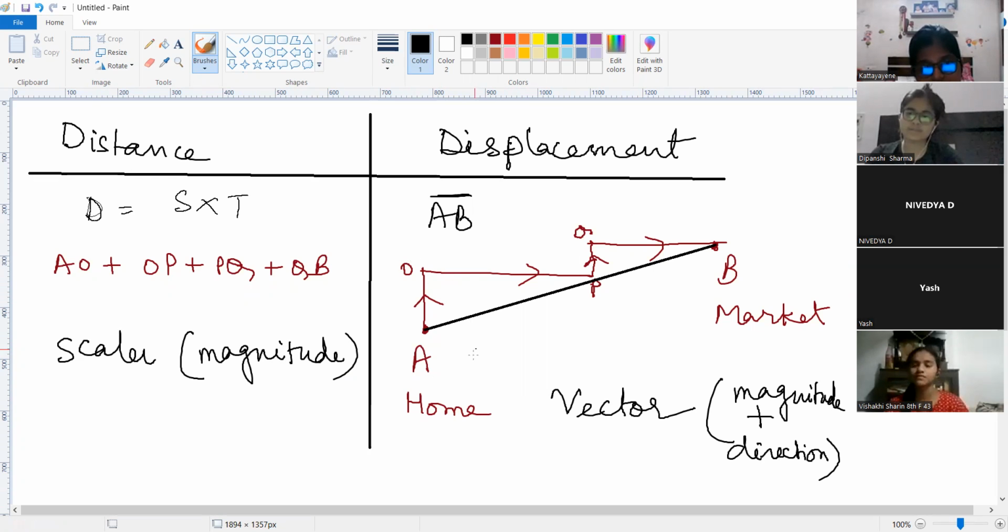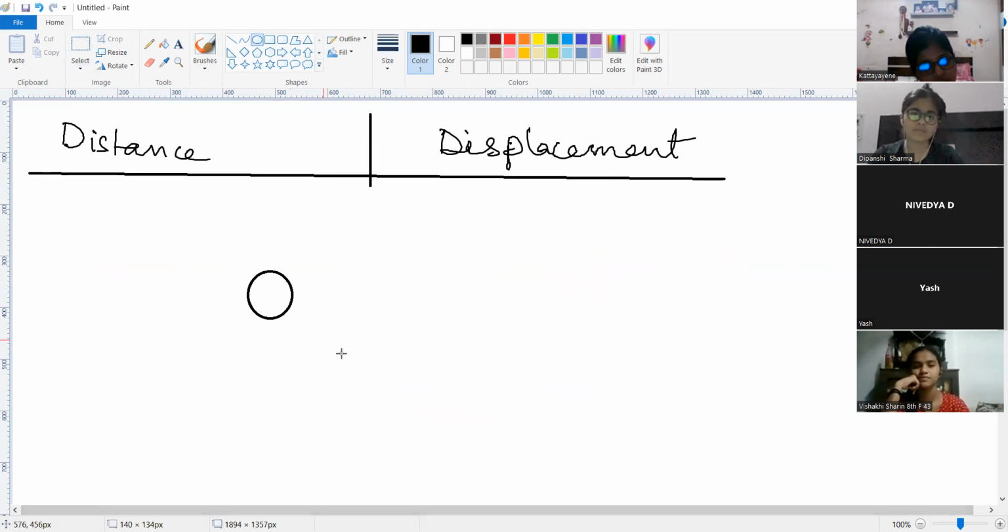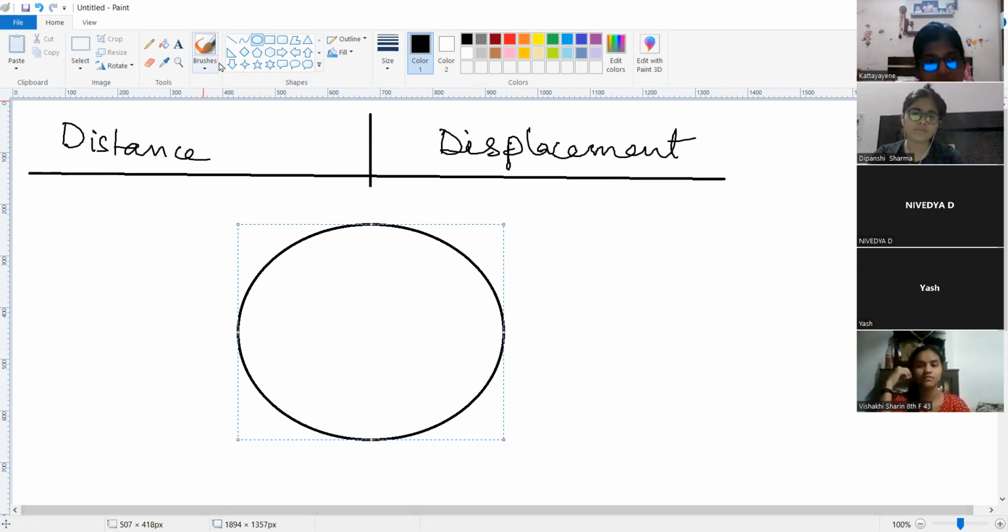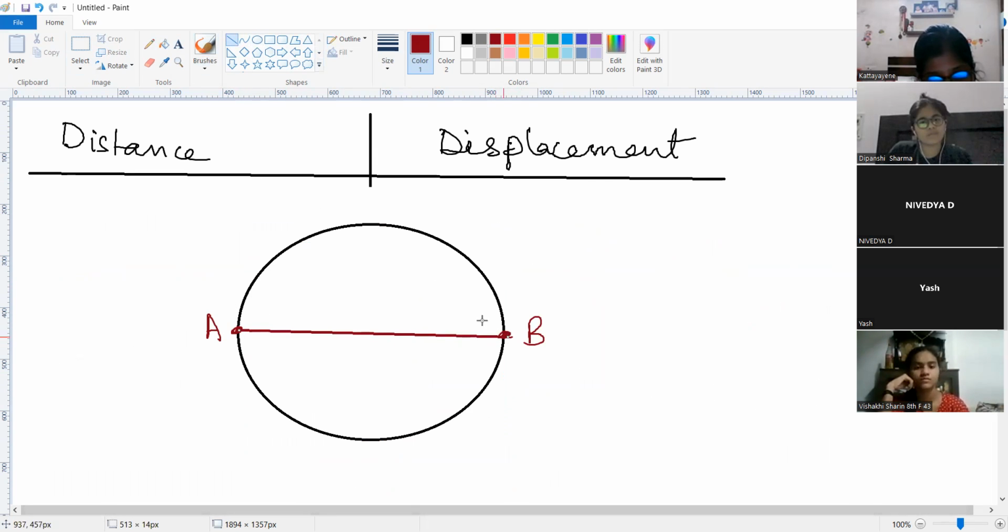Now, for those who were there in the very beginning, if you remember, I had discussed an example of distance and displacement with the help of a circle. So I will discuss that example also. Suppose this is a circular track, and there is a point A and a point B. There is also a point O. Can you tell me what O is? O is the center of the circle.